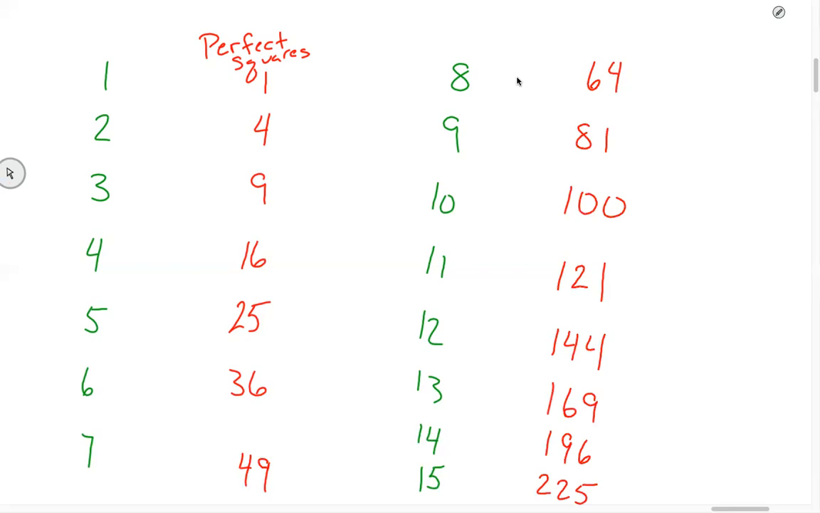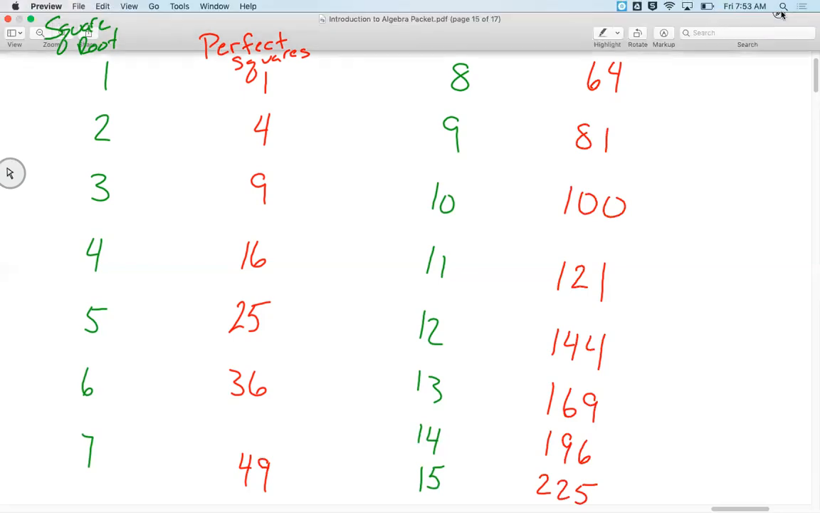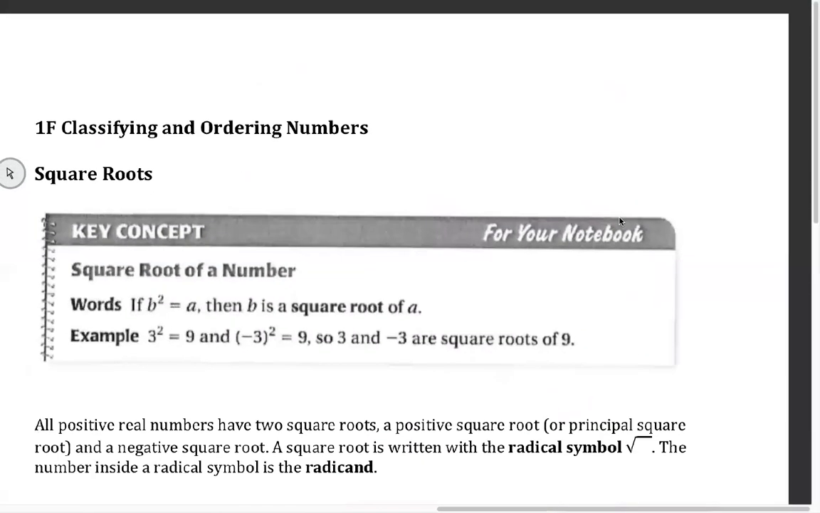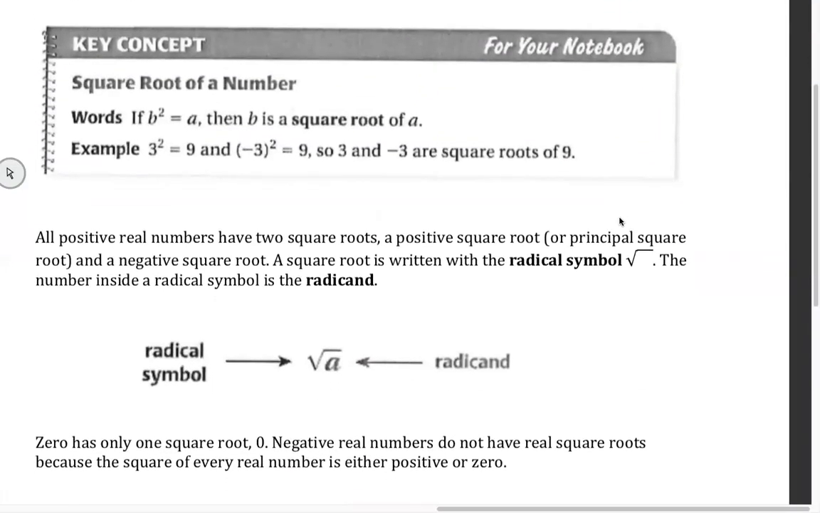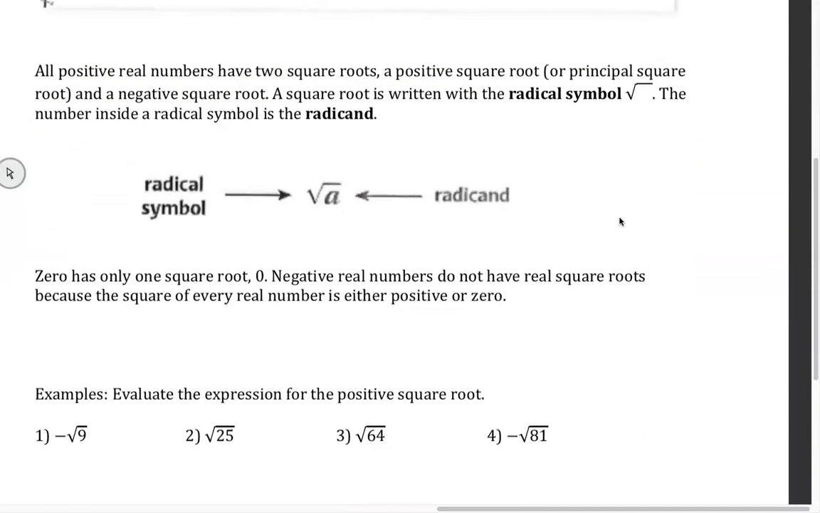Okay, they're perfect squares. That means the green column is the square root. Okay, so do you guys see how they're related and how I get them? Now, knowing this, let's start the lesson and talk about all of this fun stuff.